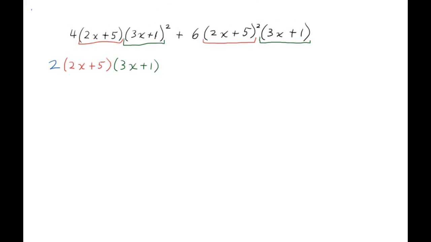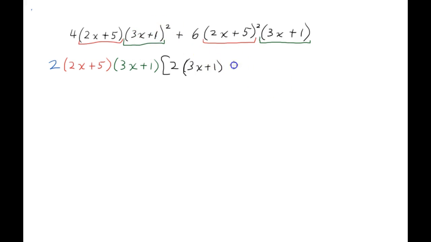Now what would I have to multiply by all of that to get back to the original expression? That's how I like to think about factoring. Factoring is the reverse of distribution. So what would I have to multiply by 2 to get to 4? Well, it's 2. 2 times 2 is 4. And what would I have to multiply by 2x plus 5 to get to 2x plus 5? Well, just 1. I could put times 1 there. It doesn't need to be there. And what would I multiply by 3x plus 1 to get 3x plus 1 squared? It's itself, 3x plus 1. 3x plus 1 times 3x plus 1 equals 3x plus 1 quantity squared.